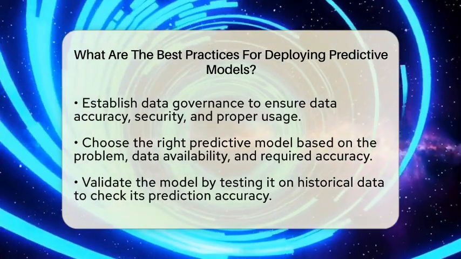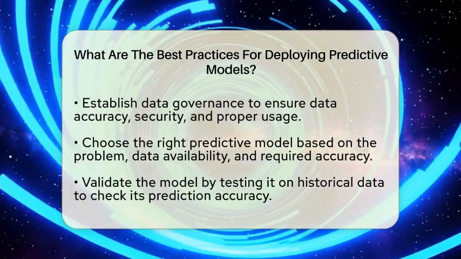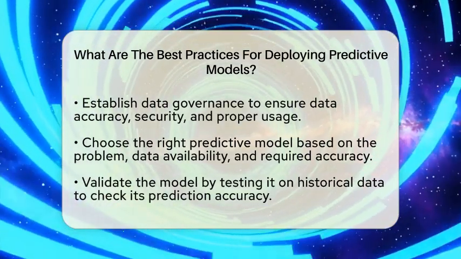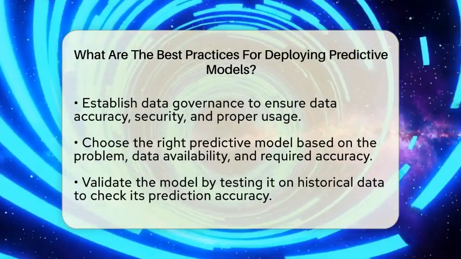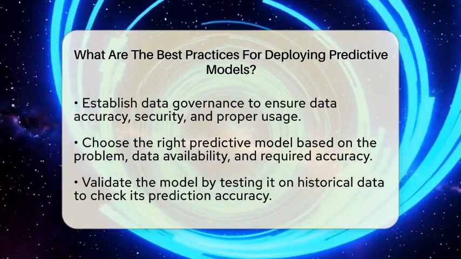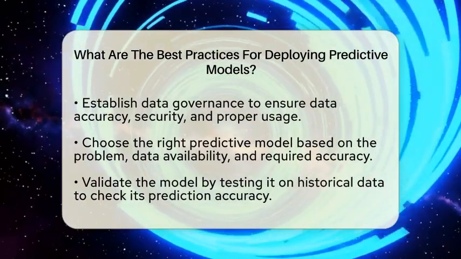There are many types of predictive models, from simple statistical methods to advanced machine learning algorithms. The choice depends on the problem, available data, and desired accuracy. In sports, models often use historical data and real-time inputs to make predictions.